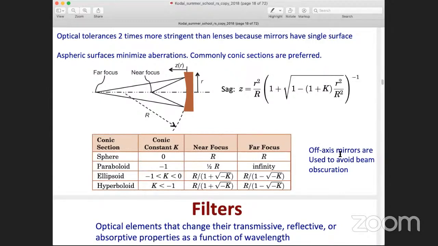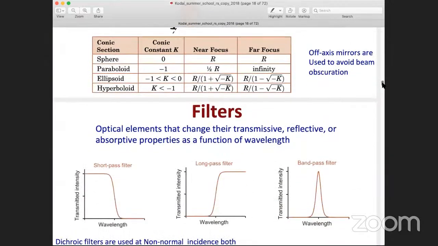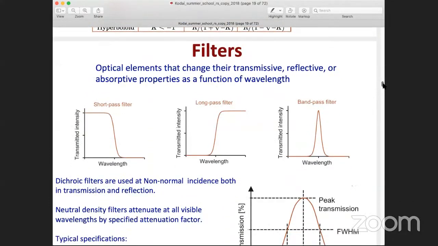And these are some off-axis designs. Mirrors can also be used in an off-axis condition to avoid beam obscuration, because that will increase your overall light throughput. It will increase. And then coming back to the next one, which is filters.